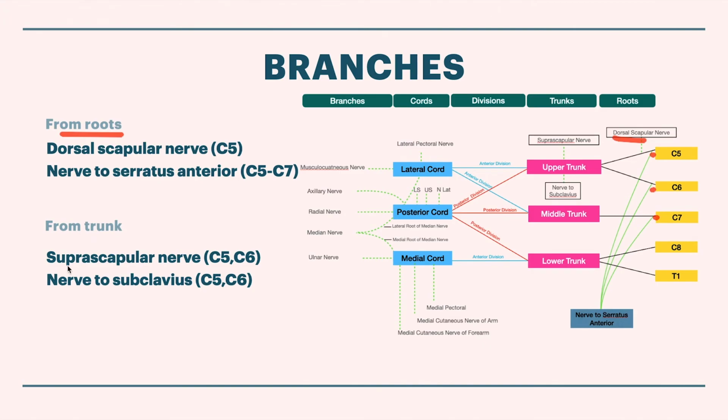Then from trunk, we have suprascapular nerve. Its root value is C5 and C6. We can see here suprascapular nerve, and it's coming from the C5 and C6, which forms the upper trunk. Then we have nerve to subclavius. Its root value is C5 and C6, again from the upper trunk.